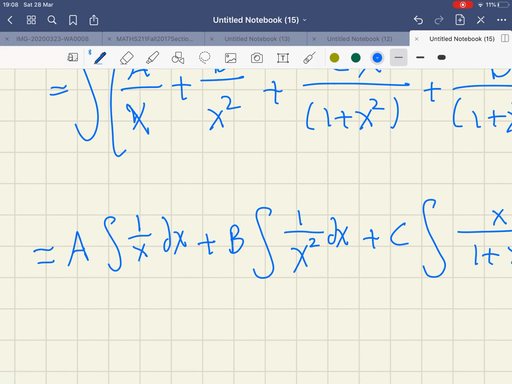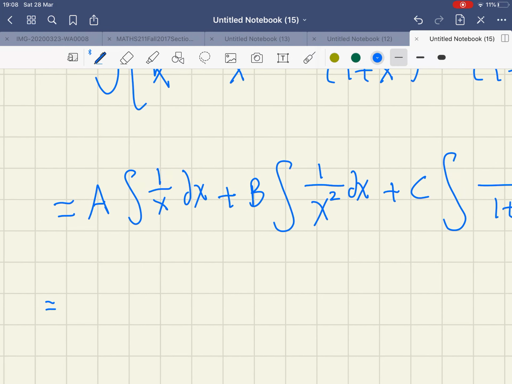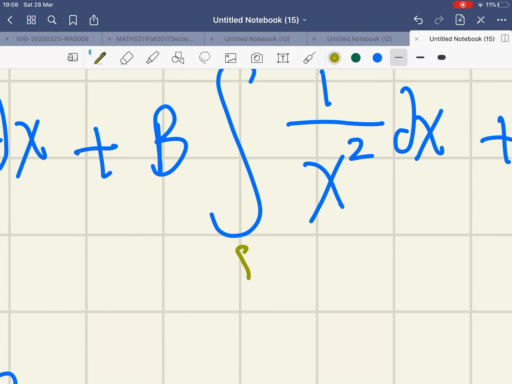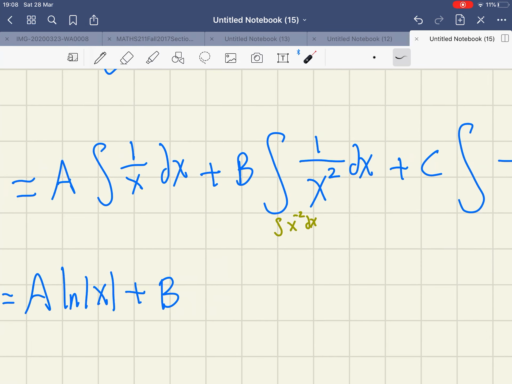Let's do each integral separately. The first one is the easiest one. It is ln absolute value of x plus b. Now this one, if you remember how we do it, I will write it as x to the negative 2 dx, and then I will add 1 to the power. It will become negative 1, and I will divide by it. So it will be x to the negative 1, and then if you divide by it, there will be a minus here.